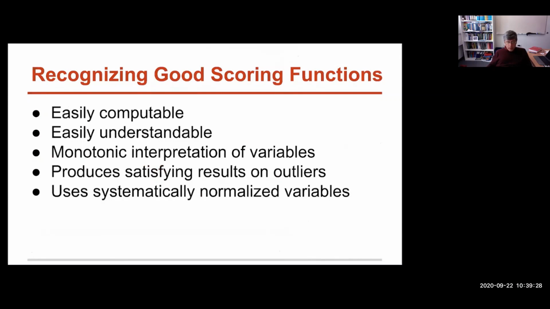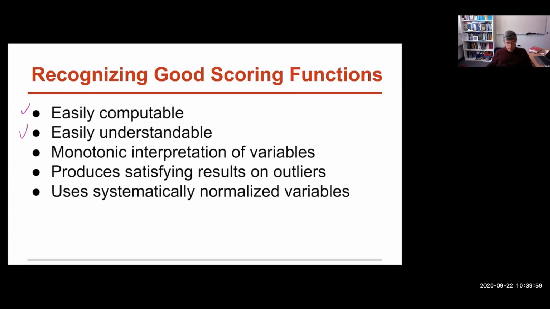So what are the properties of good scoring functions? One is that they should be easily computable. It's important that they be easily understandable. When people talk about AI, there's a lot of concern about interpretability. Usually a scoring function can be properly interpreted if you understand where it comes from.